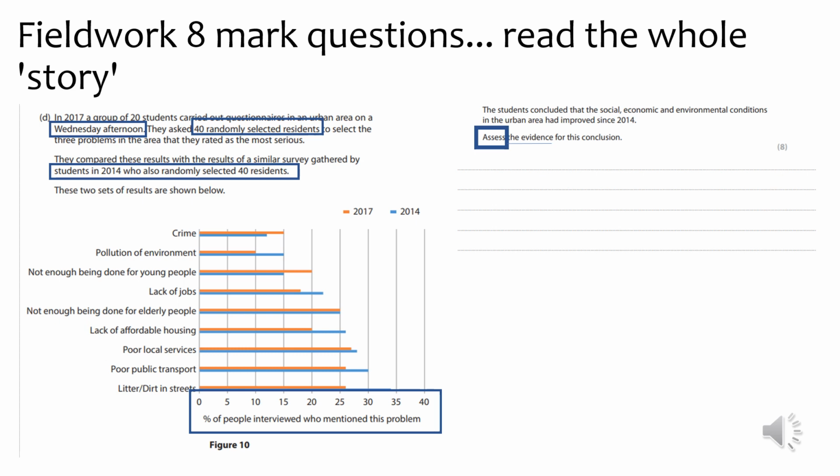To select the 3 problems in the area they rated as the most serious. They compared these results with the results of a similar survey gathered by students in 2014 who also randomly selected 40 residents. And I want you to unpick from these things what are already some issues with the way in which they've collected their data. Well, issue number 1, they went on a Wednesday afternoon. They've only gone once. That means they've only got one sample size of 40 people.